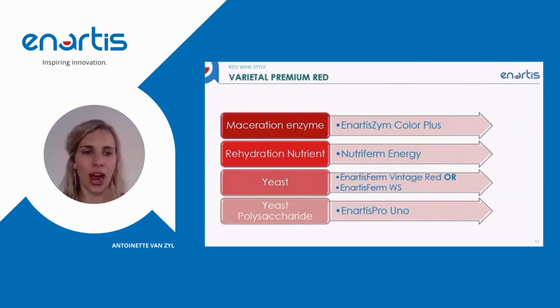To create a varietal premium style red wine, you can use Zyme Color Plus, and NutriFerm Energy as a rehydration nutrient. As a yeast, you can choose either Vintage Red or Ferm WS. And as a yeast polysaccharide, you can use Pro Uno, which will really help to give body and a velvety finish. The free mannoproteins contained in Pro Uno will further help you preserve aromatic compounds formed during fermentation, and will also help with overall stability throughout the life of the wine.